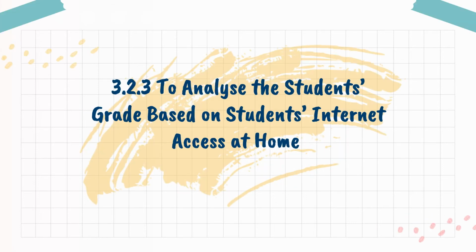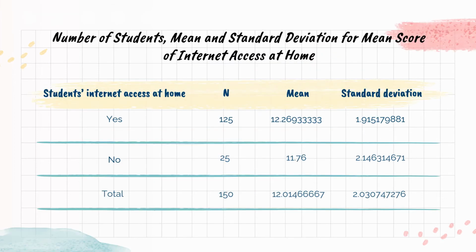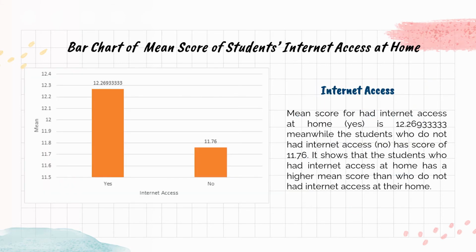3.2.3 analyzes the students' grade based on students' internet access at home. This table shows the number of students, mean and standard deviation for the mean score of internet access at home. The number of students who had internet access at home is 1 to 5 students. Meanwhile, the students who do not have internet access at home is 25 students.